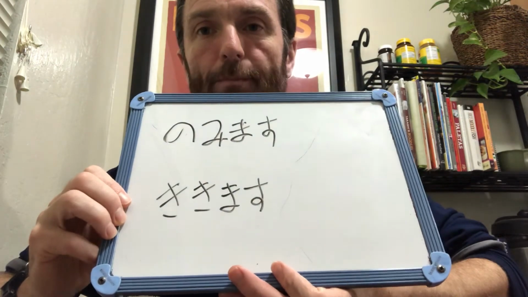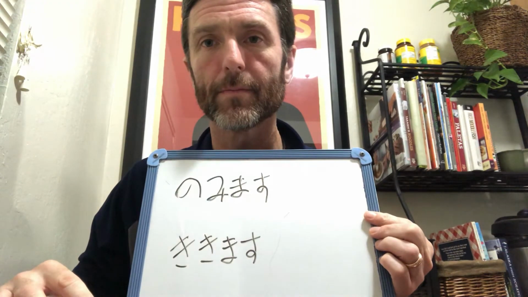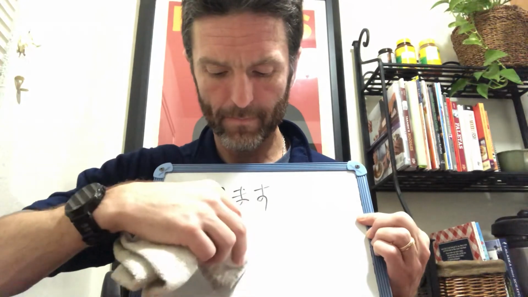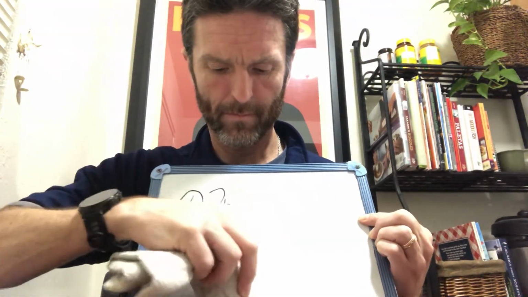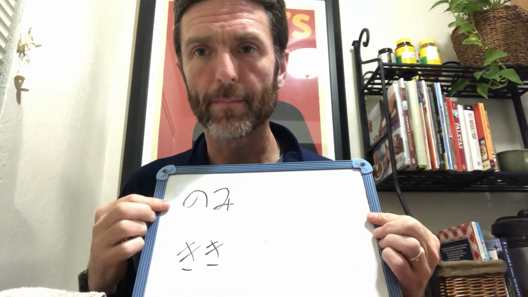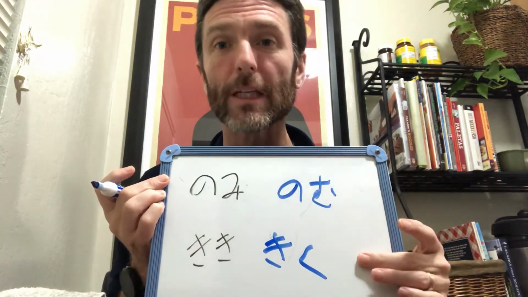All right? So if you follow the steps that I gave you, the first thing you're going to do is get the stem form. Okay. Now what is nomi going to become? Yep. That will become nomu. What about kiki? It becomes kiku. All right. So you can say ocha o nomu or ongaku o kiku.